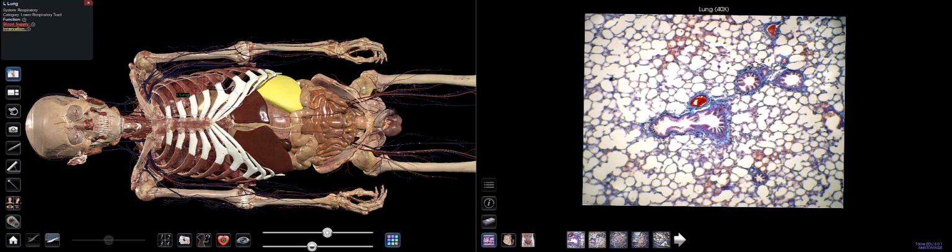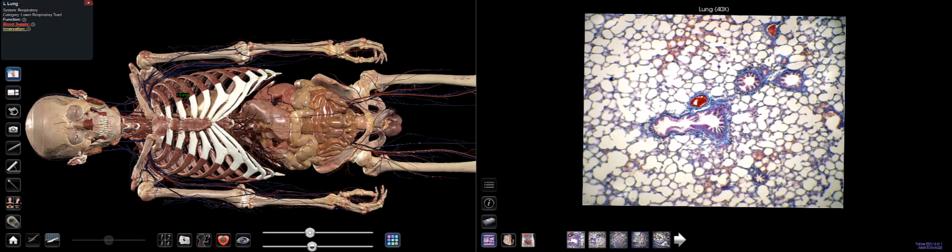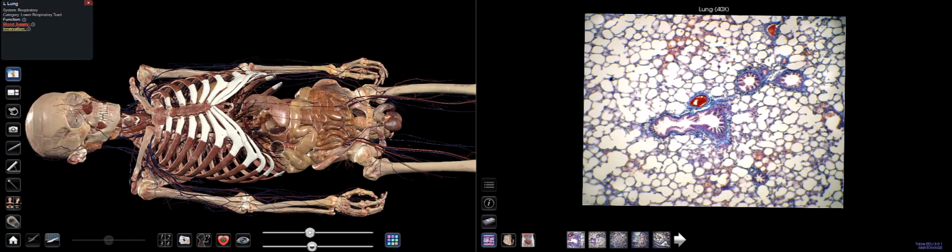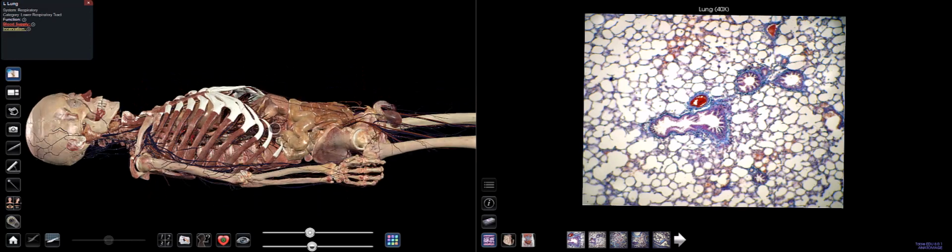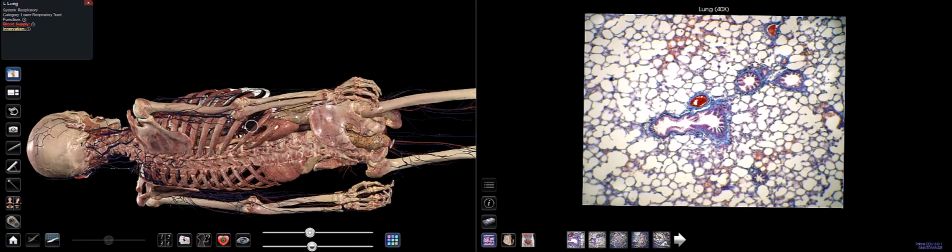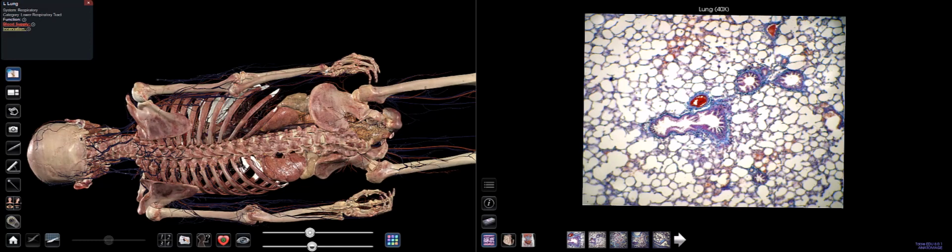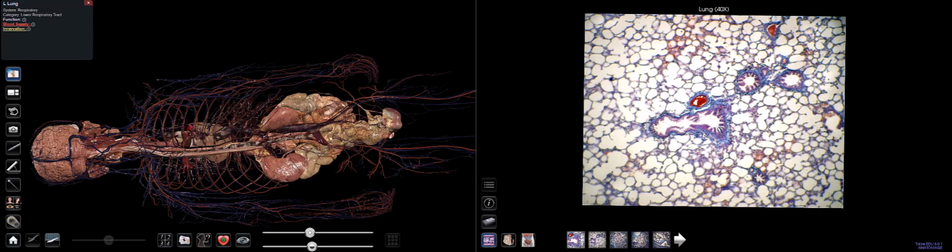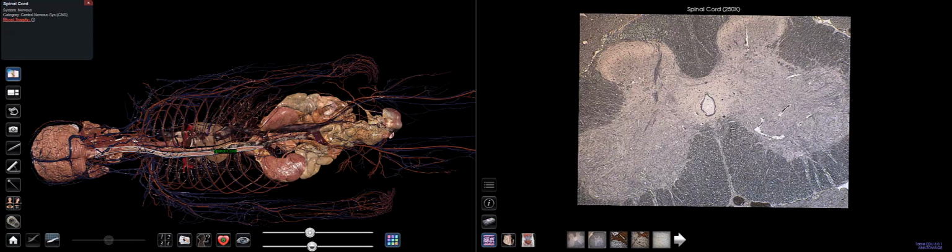All right, so I think the only kind of tissue I haven't shown you is nervous tissue. So let's take this guy down a little bit more and see if we can click on a nerve or the spinal cord. Let's turn him over. See if we can get to the spinal cord. Or we'll have to go up and get the brain, huh? So let's take away the bones. Here we go. Click on a spinal cord. There's the spinal cord, cut right through.